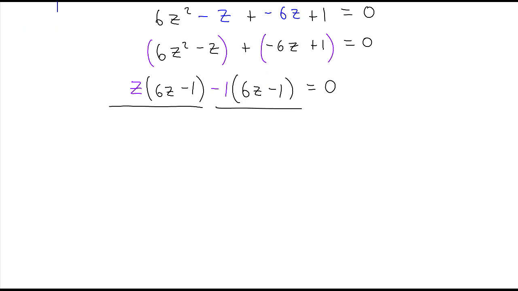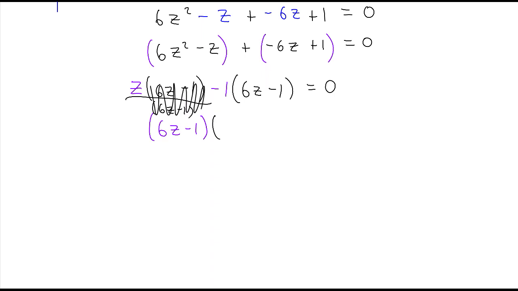Now, I have common factors. This term and this term have a common factor. 6z minus 1. Okay, 6z minus 1 is a common factor, so I'll go ahead and write it on the outside here. Now, anytime I take out a common factor, I'm essentially dividing it out, right? So if I divided that, I'd be left with just z. And if I divided this one by the common factor, 6z minus 1, I'd be left with negative 1. So there we go. We have it factored. 6z minus 1 times z minus 1 equals 0.